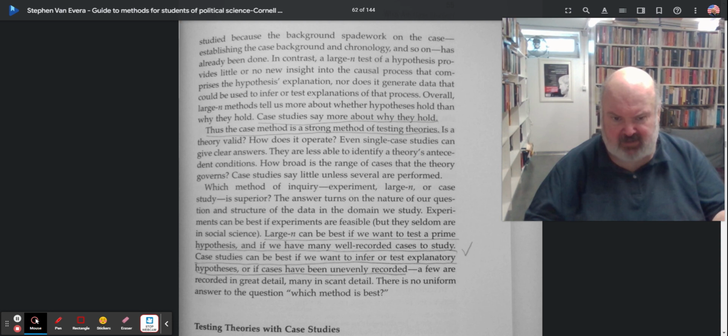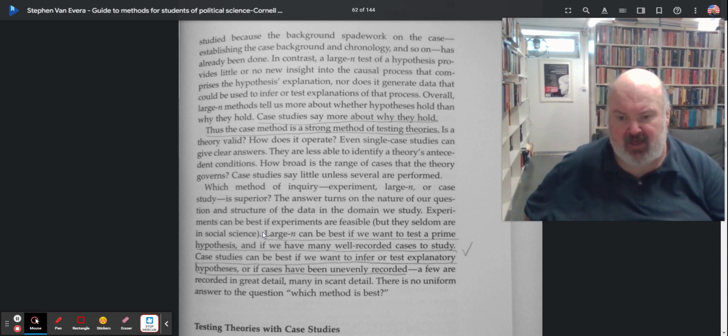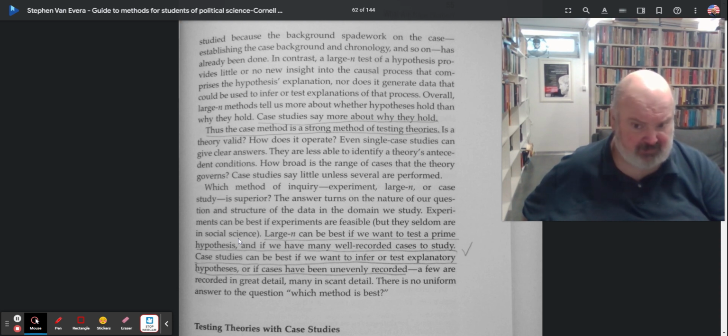What is our question? What is the nature of our question? And two, the structure of data. Experiments can be best if experiments are feasible, but they seldom are feasible in such time.